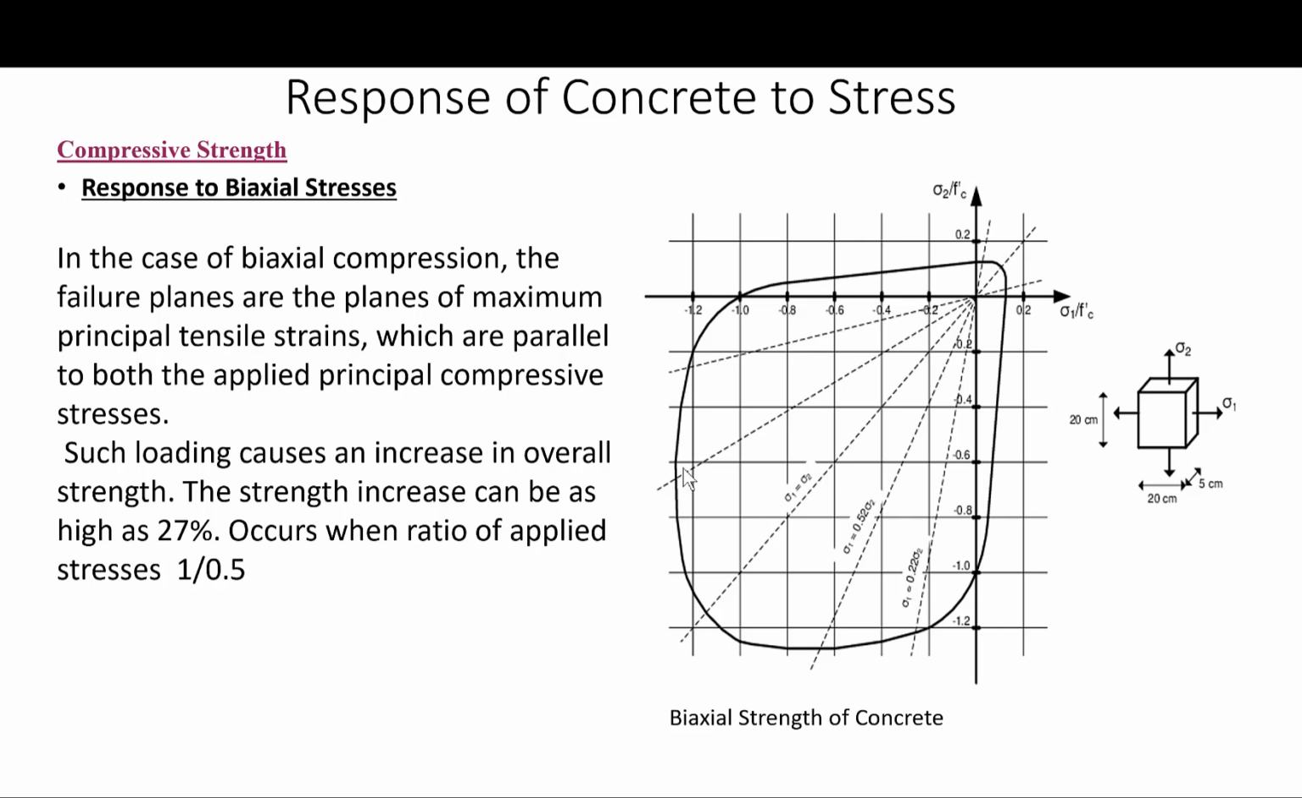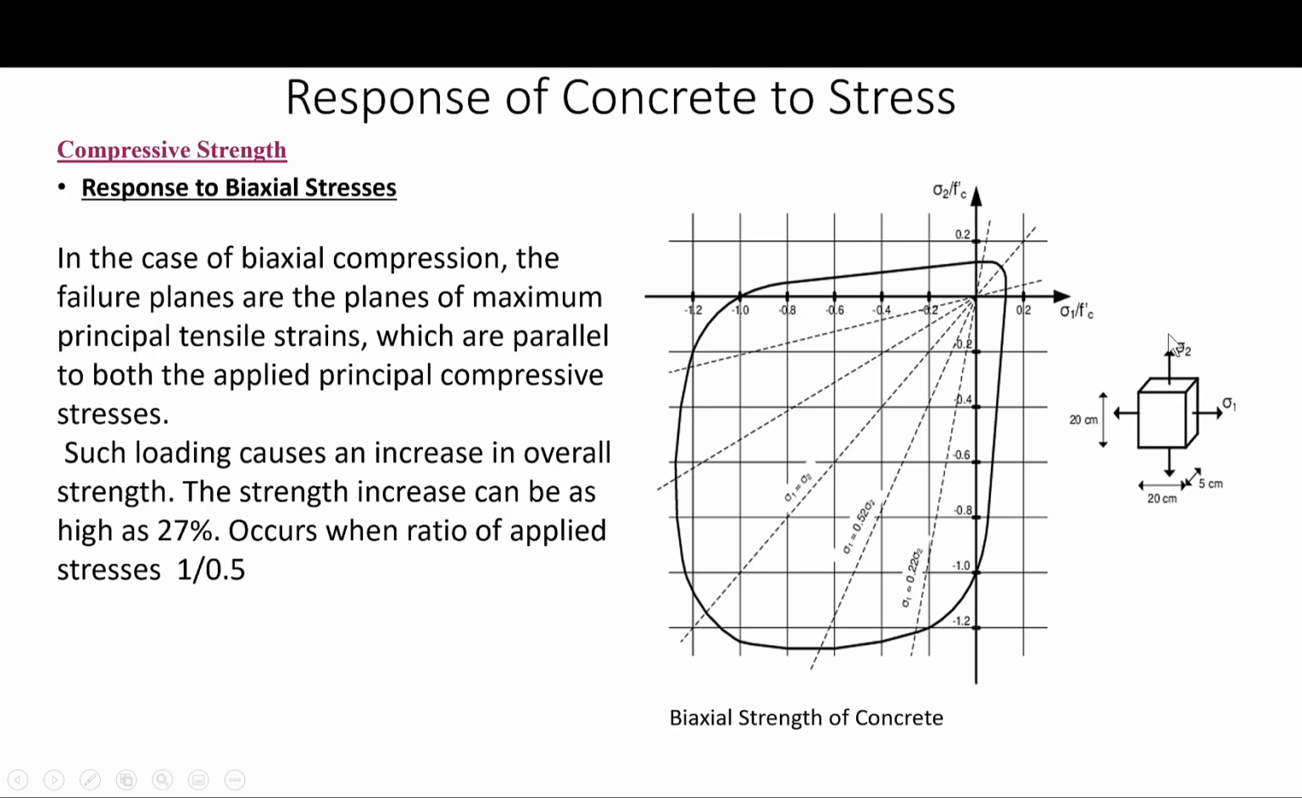In the case of biaxial loading, biaxial compression, the failure planes are the planes of maximum principal tensile strains, which are parallel to both the applied principal compressive stresses. Such loading causes an increase in the overall strength. All right, so the strength can increase to as much as 27%, which occurs when the ratio of the applied stress is 1 to 0.5.